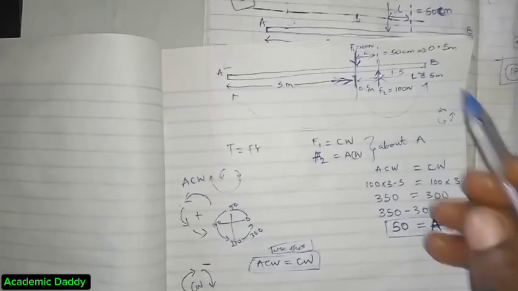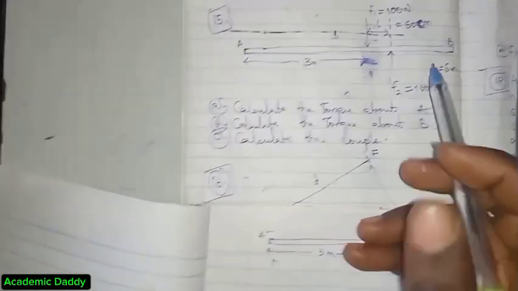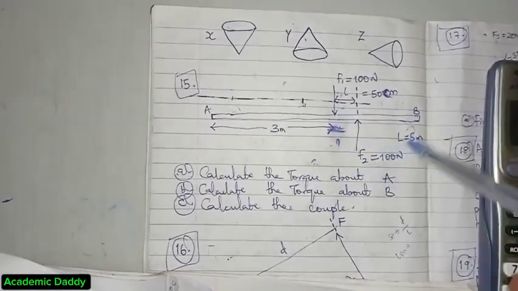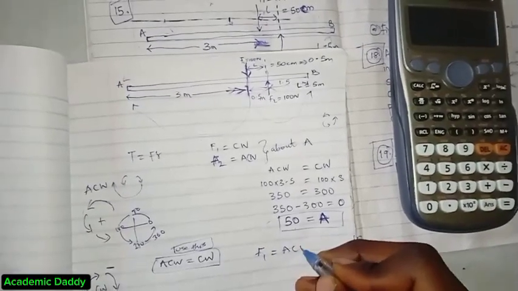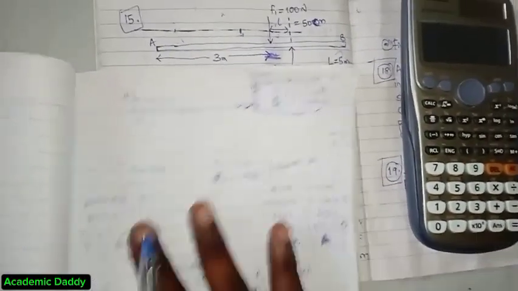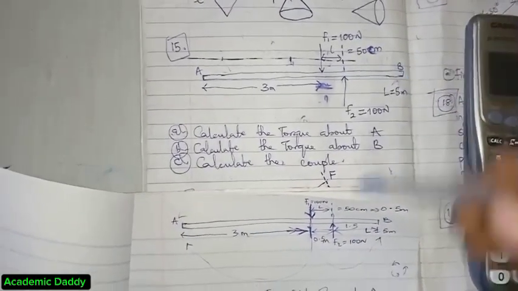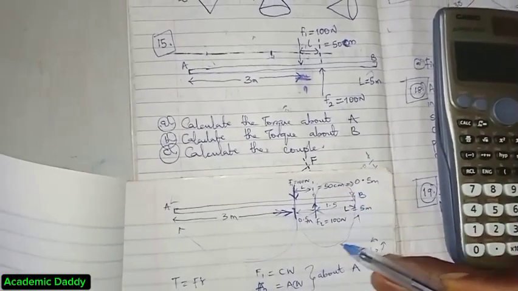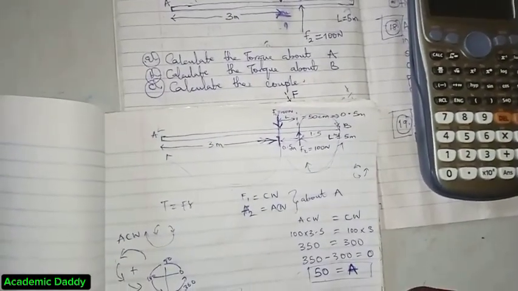Remember the question said calculate the torque about B. So to calculate the torque about B, simply moving this force about B is anti-clockwise. So I will say in that case F1 about B will be anti-clockwise. F2 now about B will be going this way, and this is clockwise. So about B.